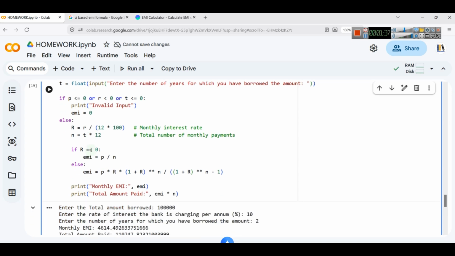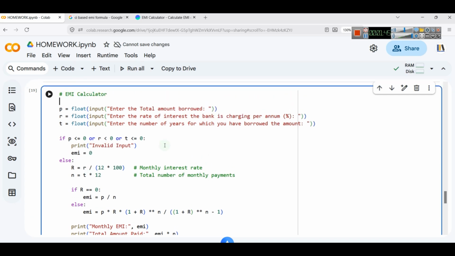Else, the first thing is to find monthly interest rate, and monthly interest rate will be given by your annual rate divided by 12 into 100. Okay. So this will be your monthly interest rate.